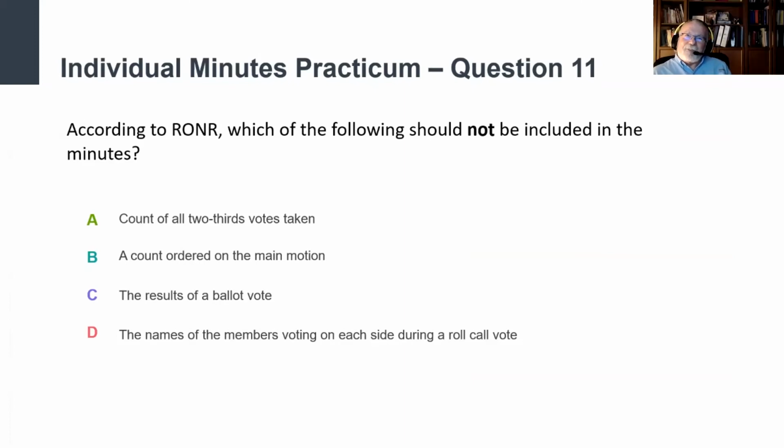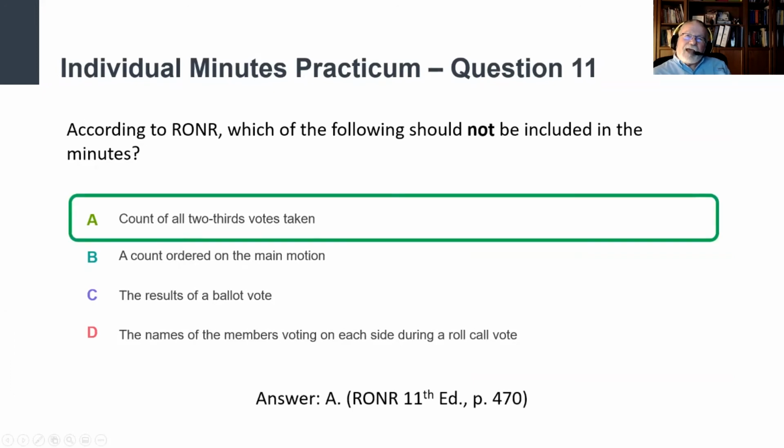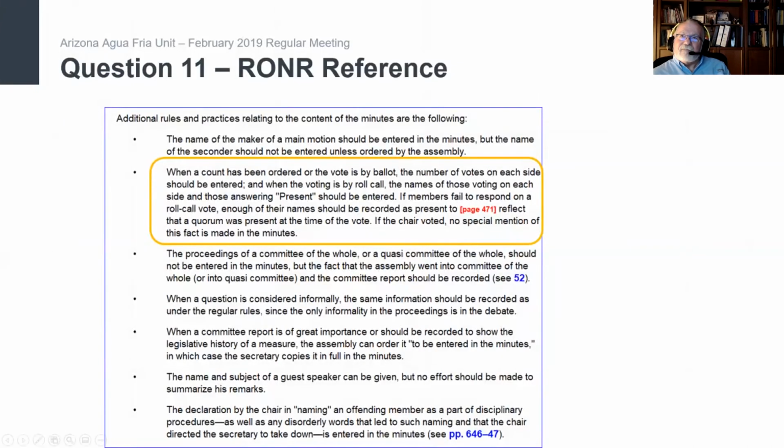All right. Question 11. According to RONR, which of the following should not be included in the minutes? The count of all 2/3 votes taken, a count ordered on the main motion, the results of a ballot vote, or the names of members voting on each side during a roll call vote. We don't have to put the count of 2/3 votes taken. If it's a majority or 2/3 vote, then the fact that it passed should be enough.